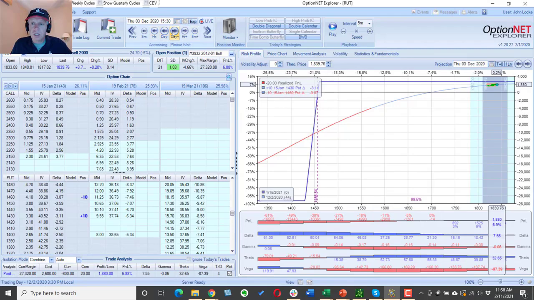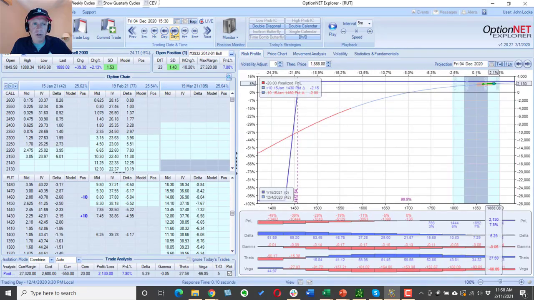So let's just push this forward. You can see we're 42 days to expiration now, and we're up about $2,130. And from here, there's really no problem. I'm just going to push ahead until our exit date.